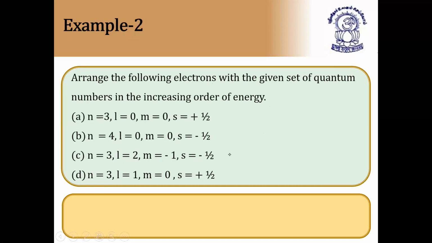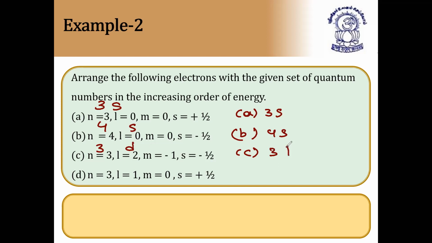Next question: arrange the following electrons with the given set of quantum numbers in the increasing order of energy. This is based on the Aufbau principle. For the first one, A: n is 3 and L is equal to 0, so it should be 3s. B is 4s because n is equal to 4, L is equal to 0. C is 3d because L is equal to 2. And D is 3p.